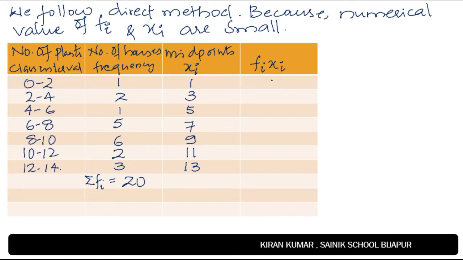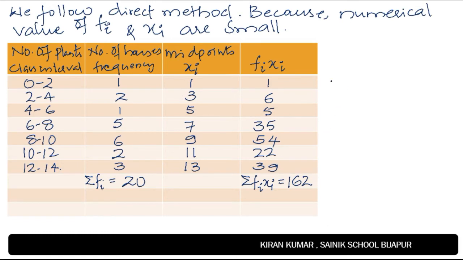Let's find out fi xi, the product of the frequency and the mid values. It's 1, 6, 5, 35, 54, 22, and 39. Now we require this sigma fi xi. So we have to add these values. 1 added to 6, added to 5, added to 35, added to 54, added to 22, added to 39. We get the sum as 162.